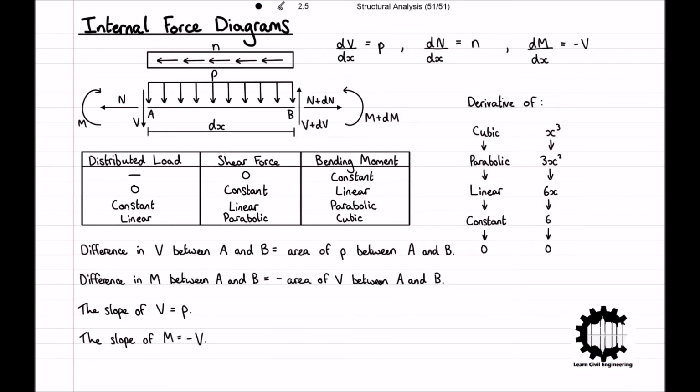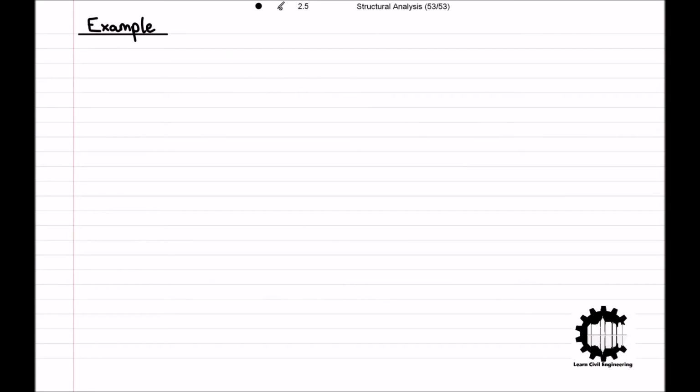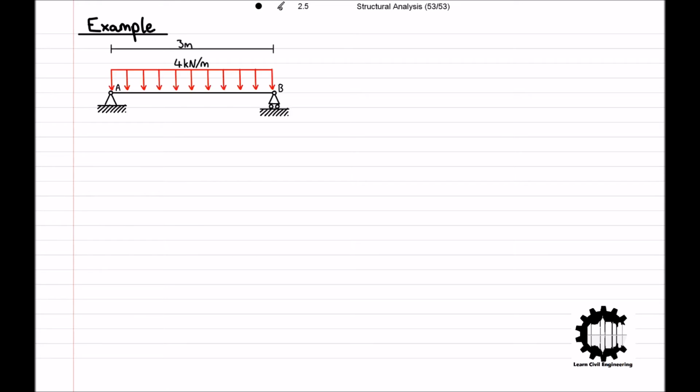So it's all well and good knowing this information in table format, but let's have a look at applying this theory to a simple example. Consider this 3 meter long bar, which is supported by a hinge support at point A and a roller support at point B. Additionally, there is a uniformly distributed load of 4 kilonewtons per meter being applied to the entire length of the bar. The first step for us is to calculate the support reaction forces.